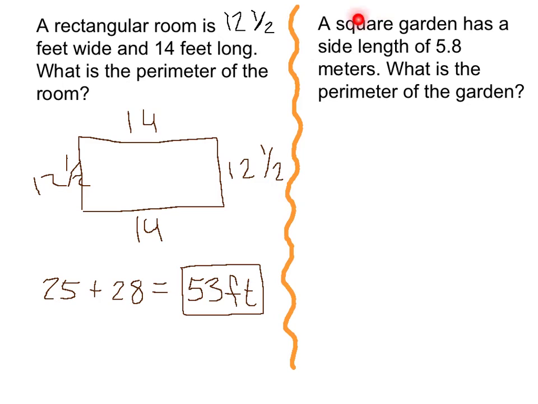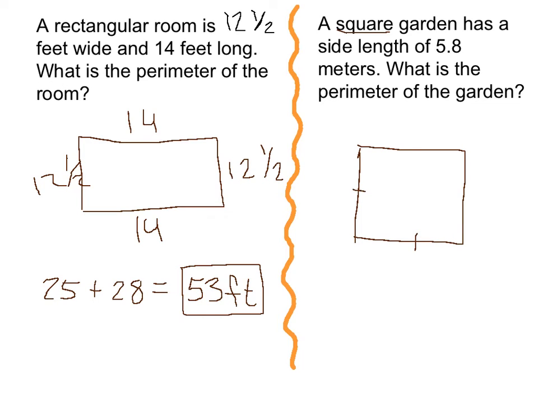We're going to go ahead and get started on the second problem. If you have not done so already, go ahead and pause the video and read the question to yourself. The key word here is square. A square garden has a side length of 5.8 meters.